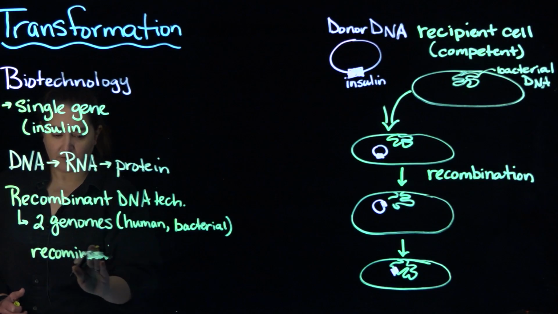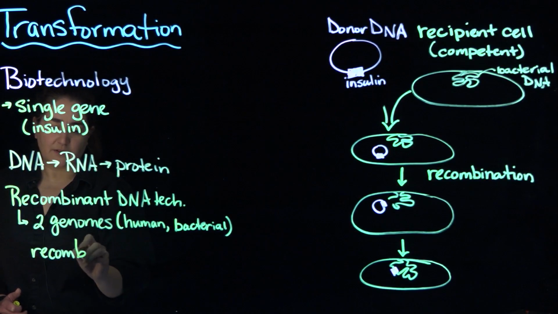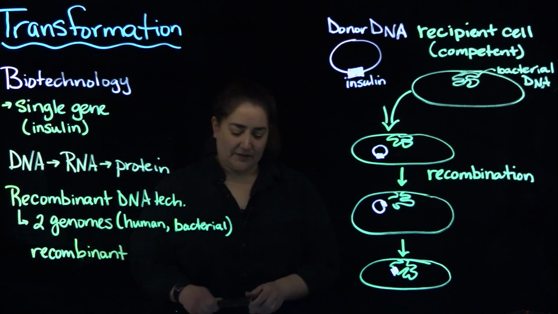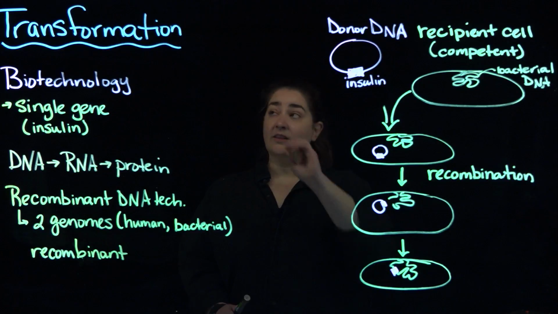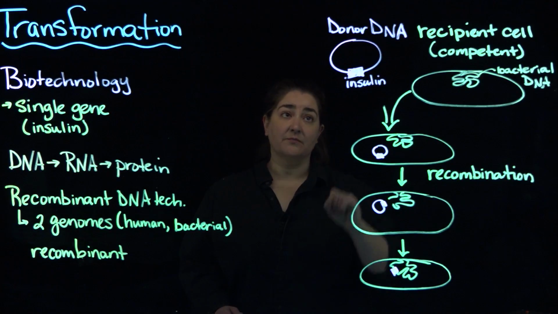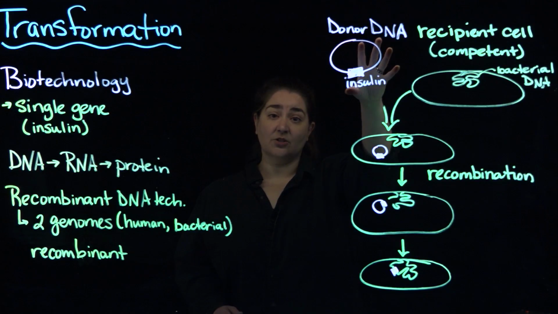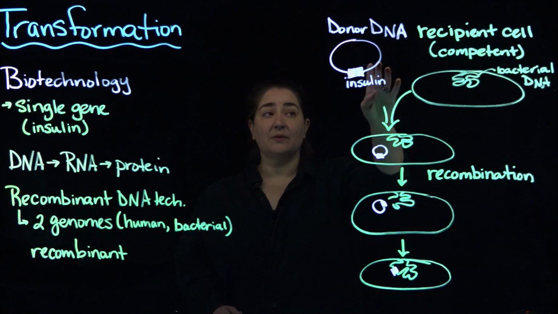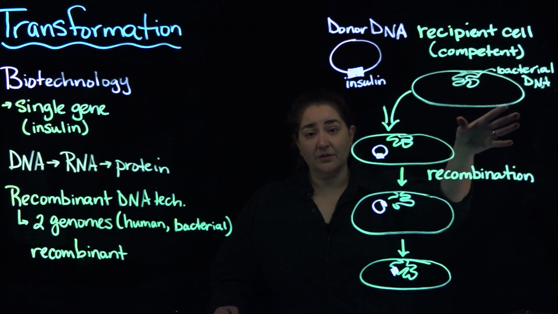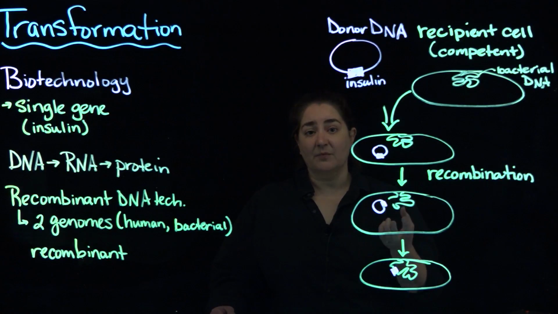Oh, I can spell recombinant. I did it before. All right, so recombinant. What happens when that DNA is transformed to the bacterial cell? We're going to take our donor DNA. In this case, it's going to be a plasmid, a bit of circular DNA that has the insulin gene on it. And we're going to take bacterial cells that are deemed competent.